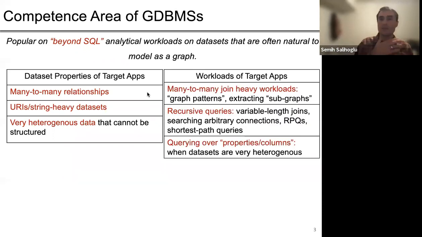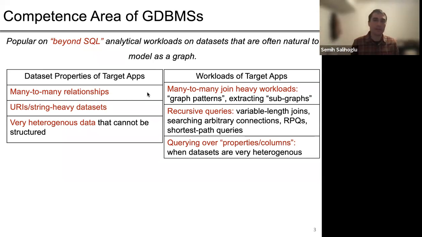Kind of parallel to this is the workloads, right? For the analytical workloads supported in these systems, you should think of it this way: if you need a system that's competent on many-to-many joins, you probably want a graph database management system. If you want recursion, some kind of recursive queries, you probably want a graph database management system. Recursion has always been an afterthought in relational systems. It's actually been added very, very late into SQL, but it's always been a first-class citizen in any graph database management system throughout the history.